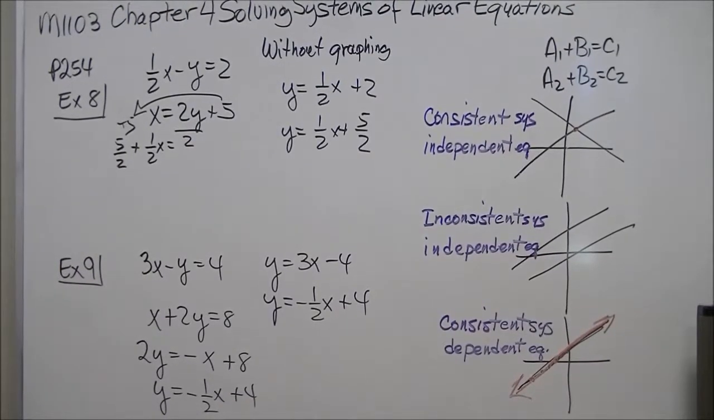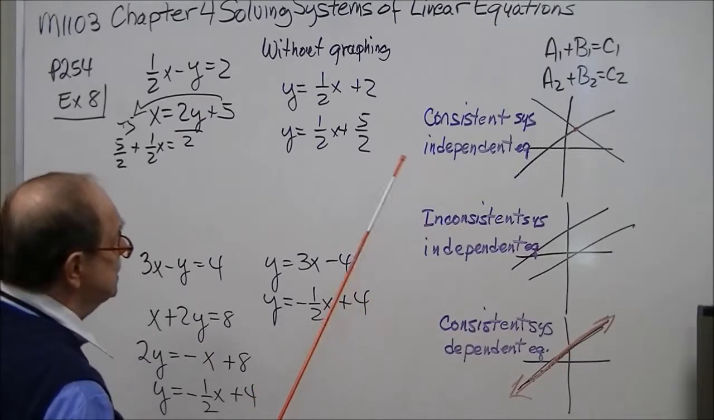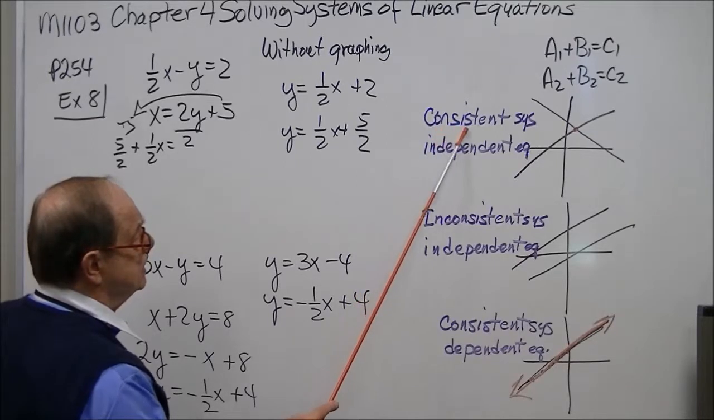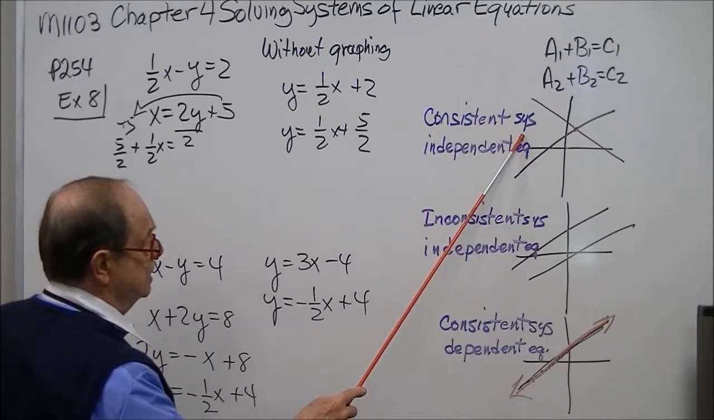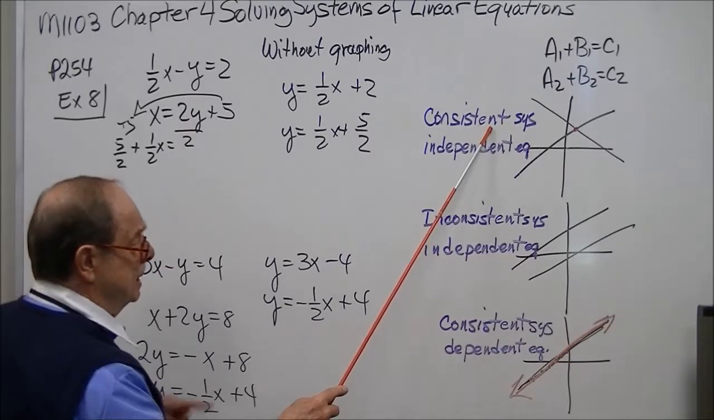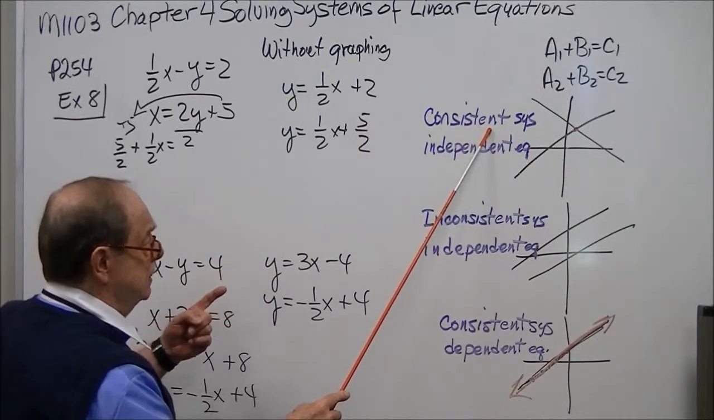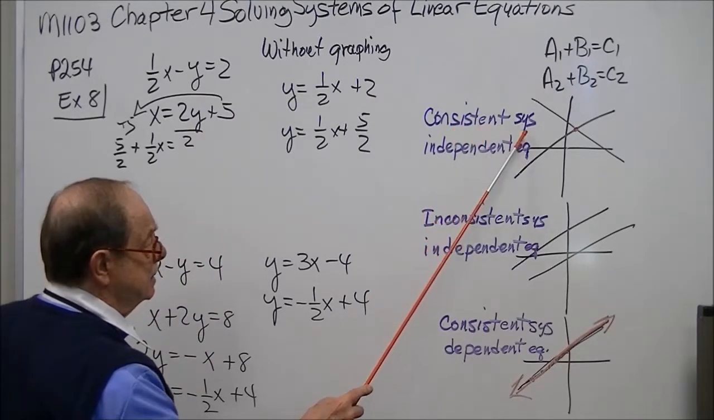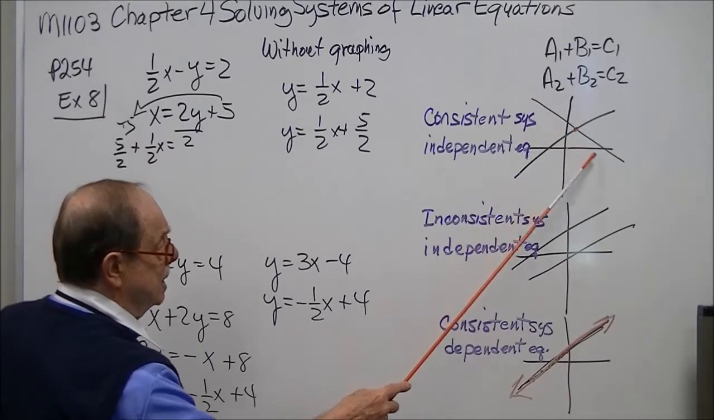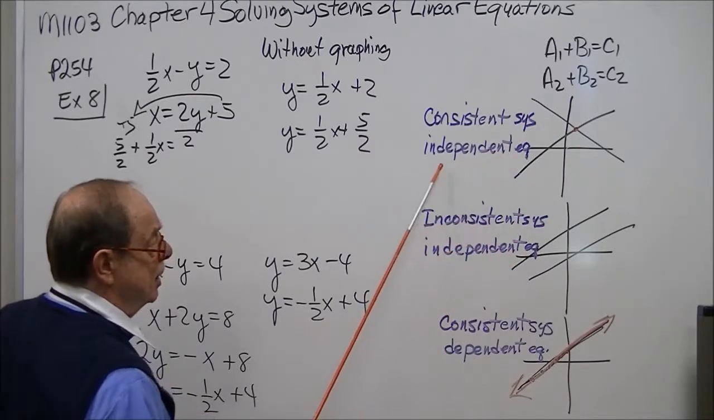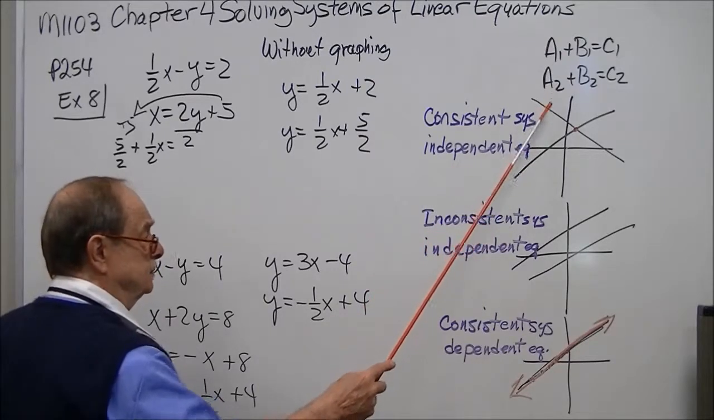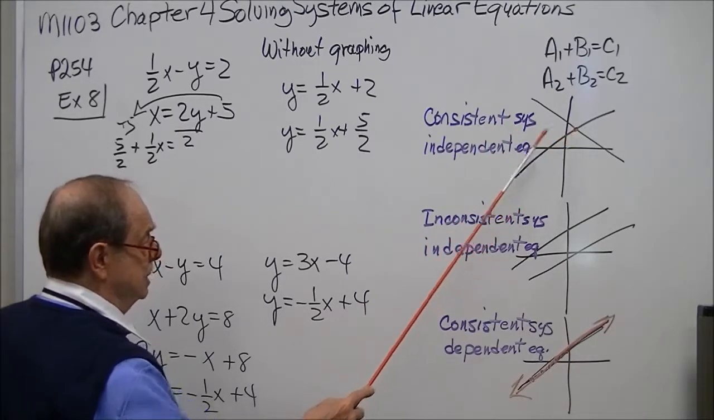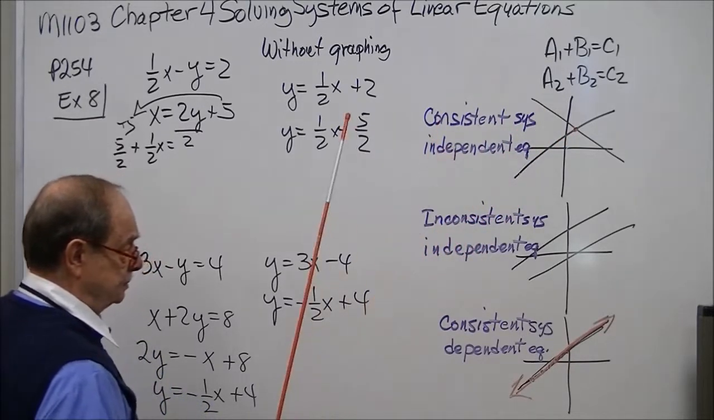Well, I thought we were finished, but I see that we haven't gone over this vocabulary. And we have the word consistent. Systems are consistent if they have at least one solution. So at least one solution, they are a consistent system. And then when you look at the lines, you see the equations are independent of each other. So consistent has at least one solution, independent means different lines.